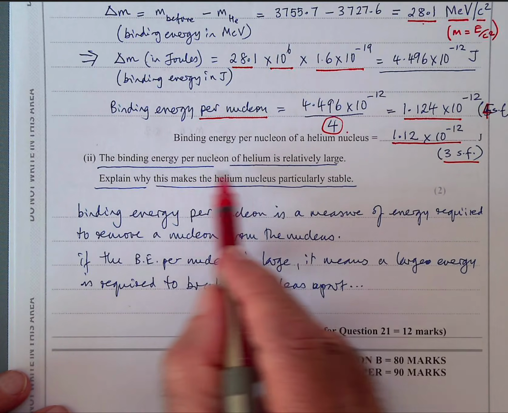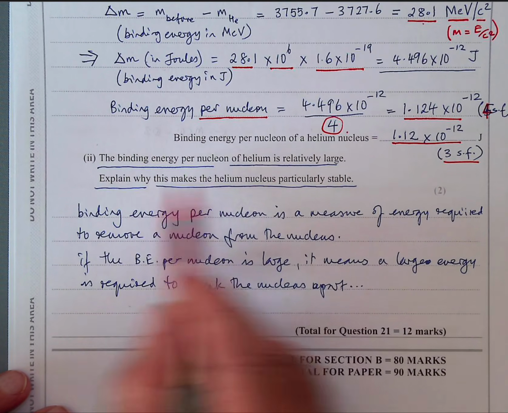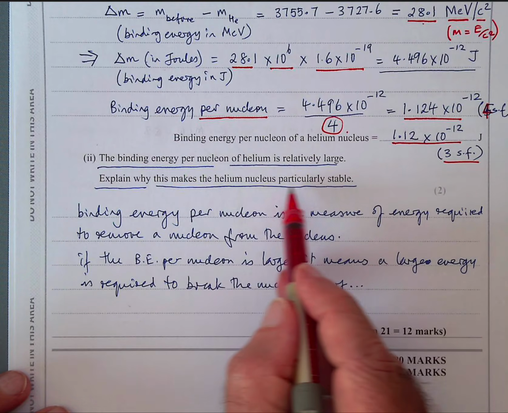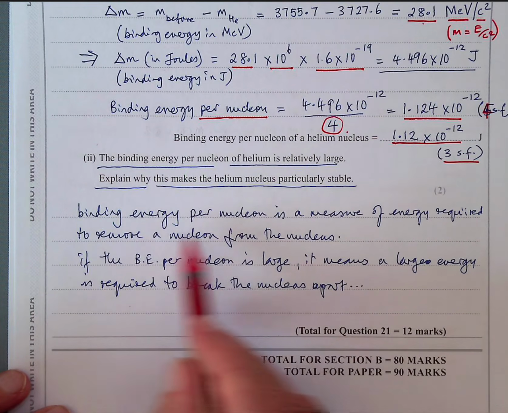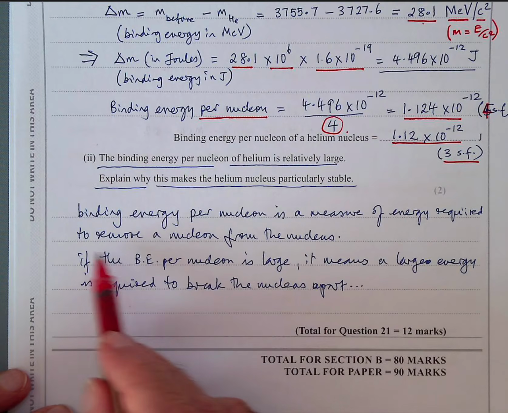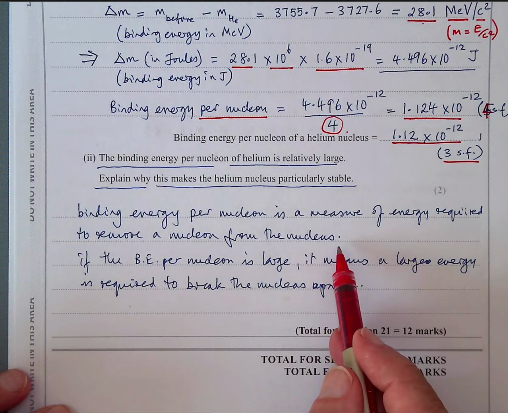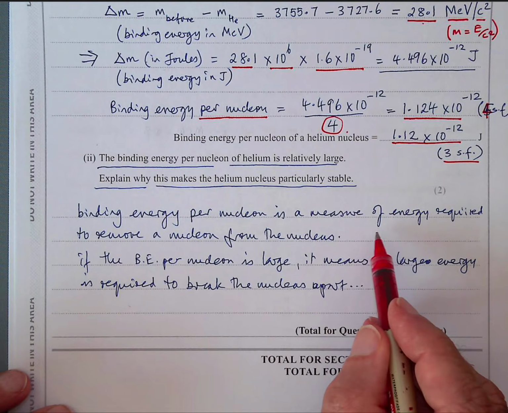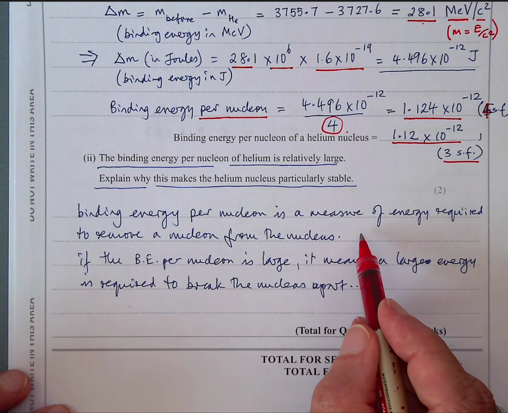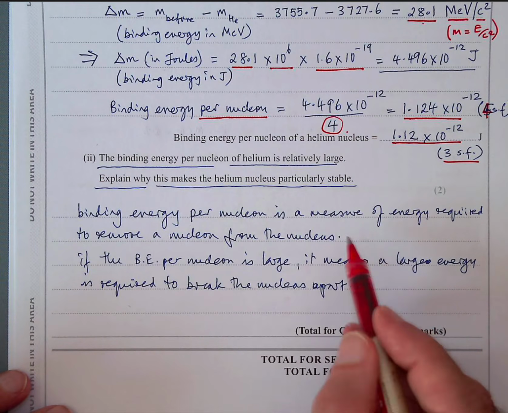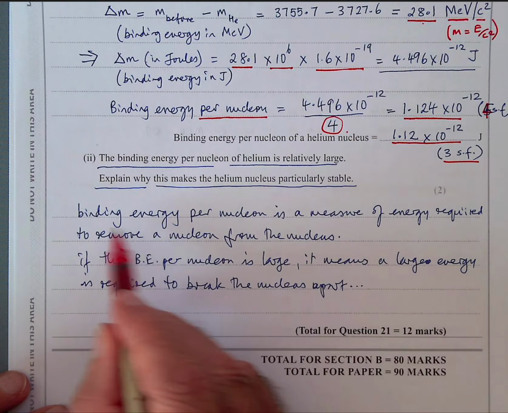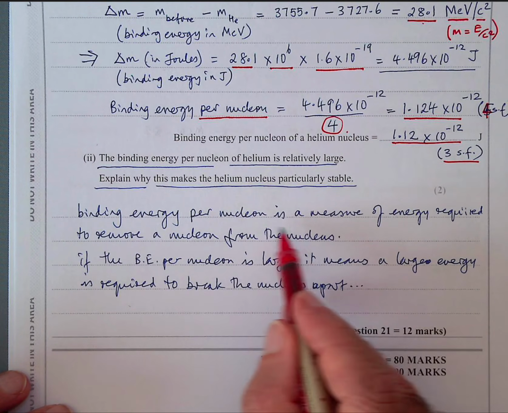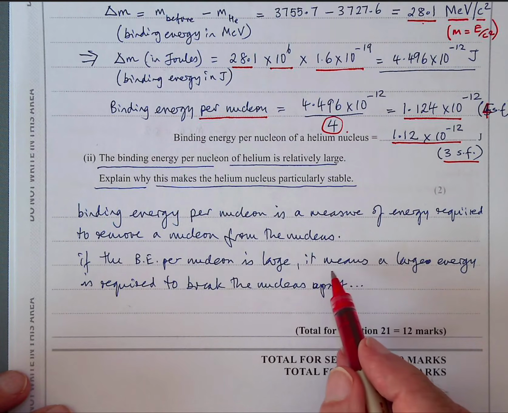The binding energy per nucleon of helium is relatively large. Explain why this makes helium nucleus particularly stable. So binding energy per nucleon is a measure of energy required to remove a nucleon from the nucleus. Well, it's actually the average energy required to remove it, because obviously the first one will need maybe a different energy to remove than the second one, and the third one, and the fourth one. So I think they're oversimplifying it slightly, but the binding energy per nucleon is a measure of energy required to remove a nucleon from the nucleus.